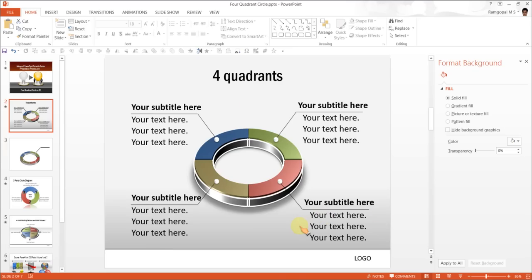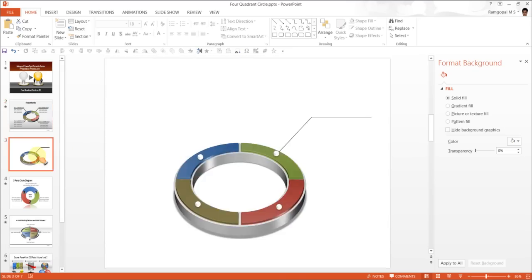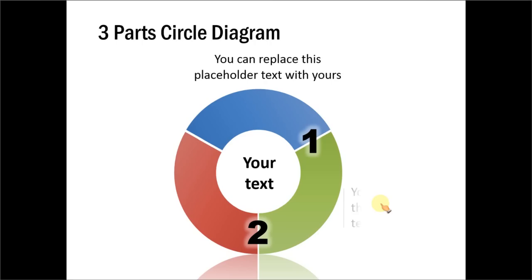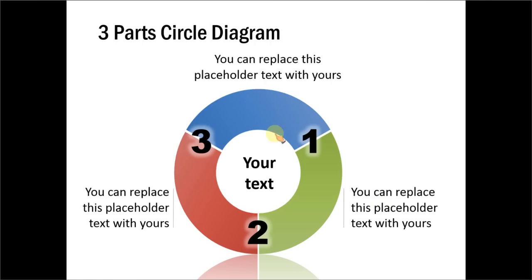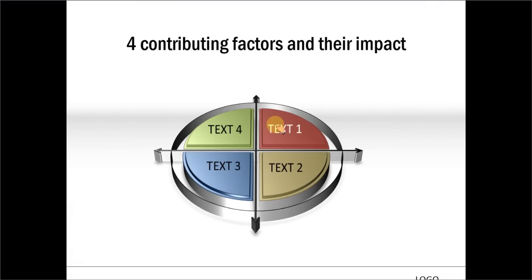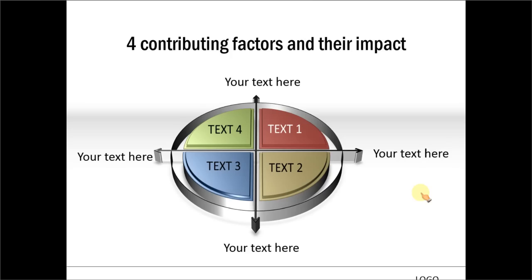Isn't this beautiful? So it is very easy for you to make stunning looking four quadrant circles in 3D with the right tools and the right skill. I'm going to show you some examples taken from our PowerPoint CEO packs, which show different variations of circle diagram. Here is a three-part circle diagram which we created. And let us take another example of a four-part circle diagram. This is a four-quadrant diagram. This is a variation we created.